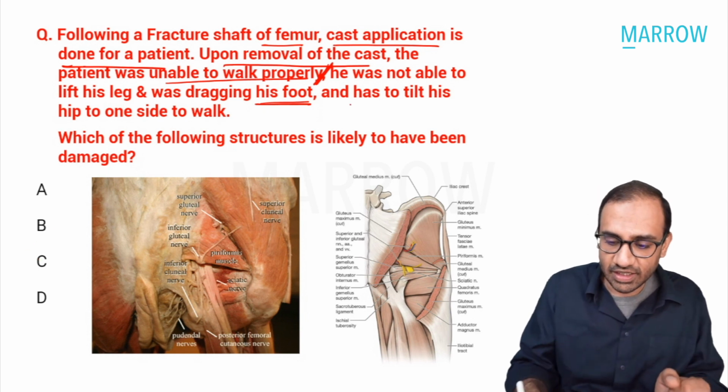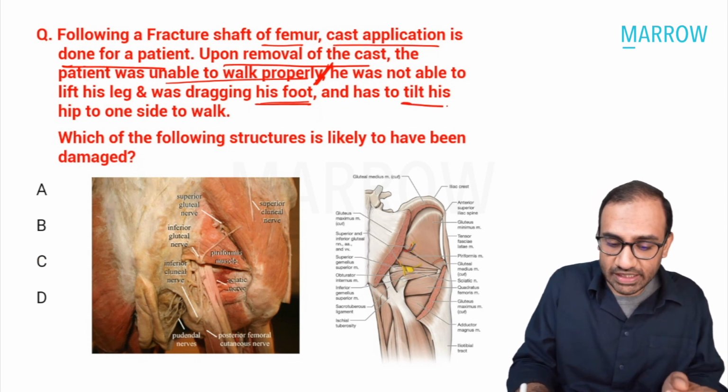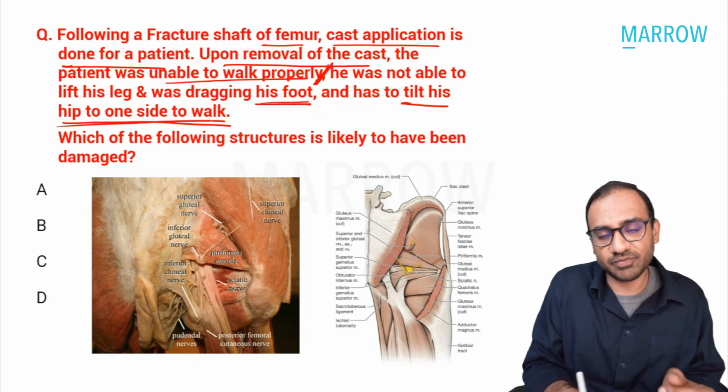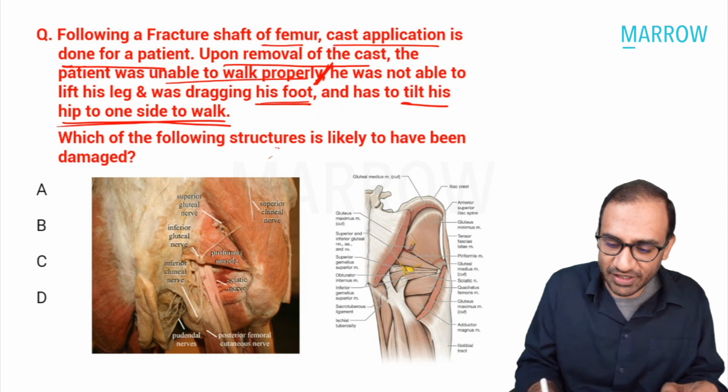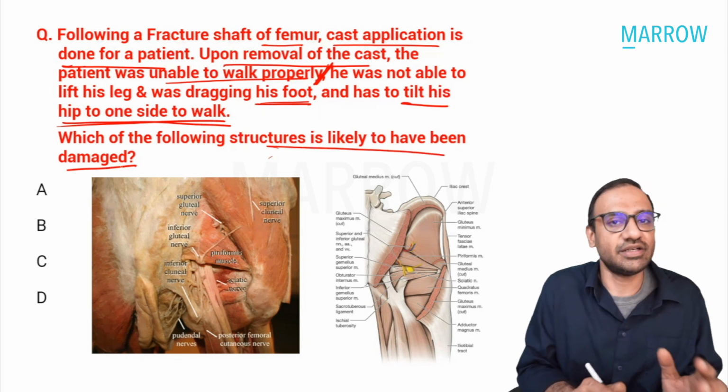The other version was telling that as he was walking, he had to tilt his hip to one side to walk. Which of the following structures is likely to have been damaged or injured?